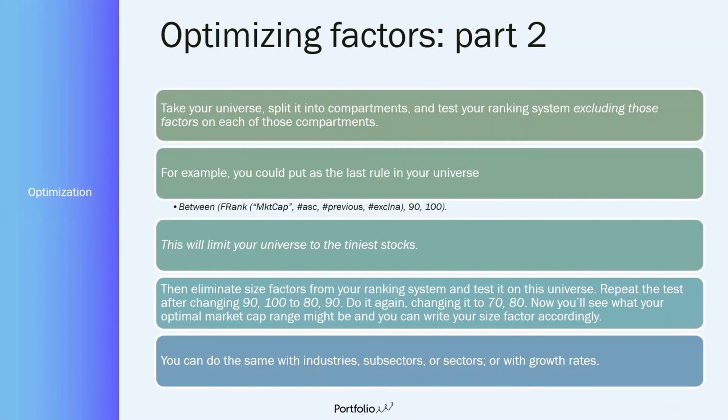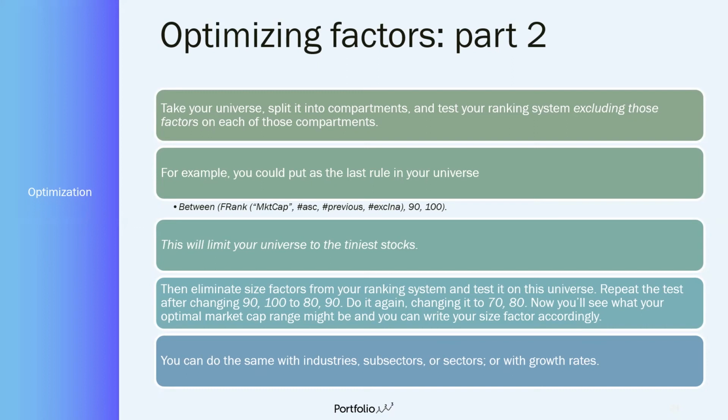So for me, the best way to do this is to take your universe and split it into compartments and test your ranking system that excludes those factors on each of those compartments. So you take the ranking system that you're currently using and you put 0 weight on the factors that you're testing. And then you put in your universe rule just a small part of your universe. So for example, you could use between FRank, market cap, ascending, previous, exclude NA, 90-100. That will limit your universe to the very tiniest stocks.